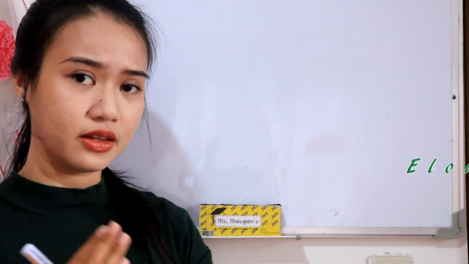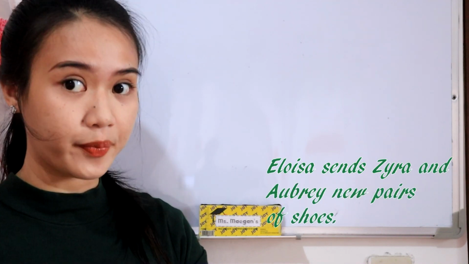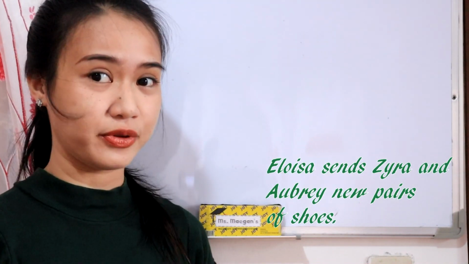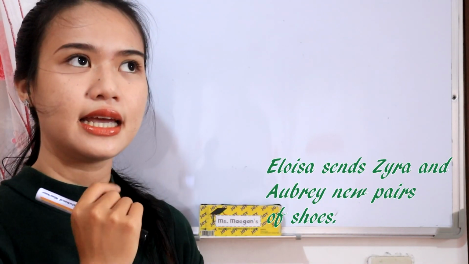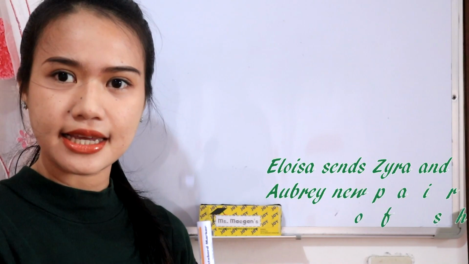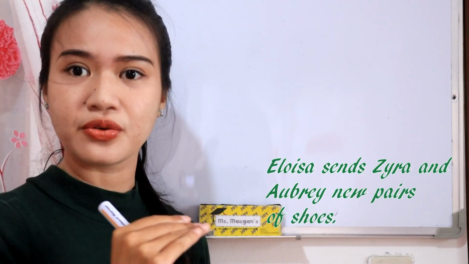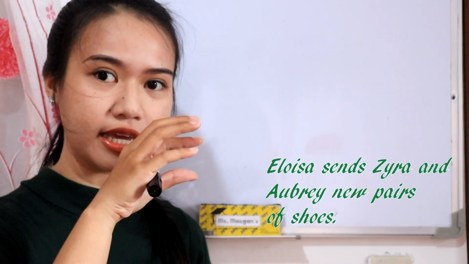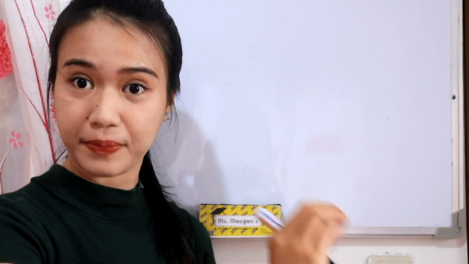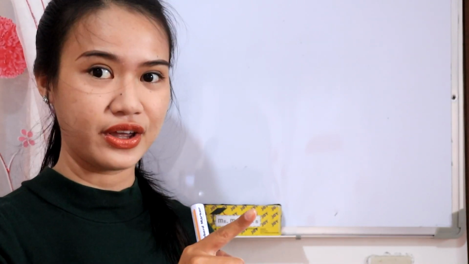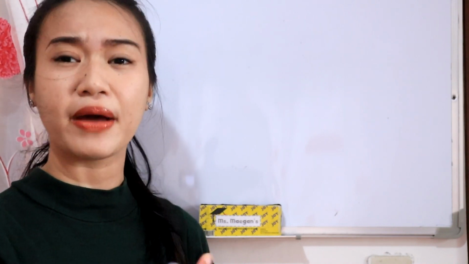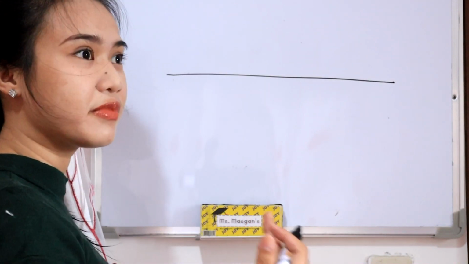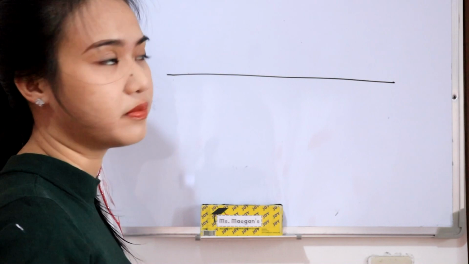It is, Eloisa sends Zyra and Aubrey new pairs of shoes. Now, let's try to analyze the pattern before we begin diagramming the sentence. Eloisa, subject, sends is the verb. Now, Eloisa sends what? Pairs of shoes. Alright, so we're gonna take pairs only because we're talking about the pairs that were given. Shoes there is an object of the preposition of. So let's just remove that from our pattern. So how are we going to diagram that with our two indirect objects?